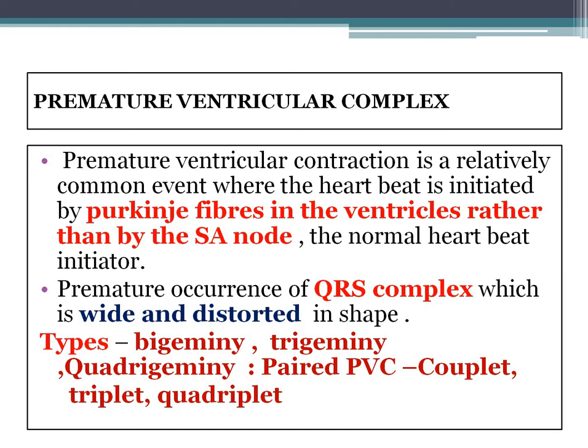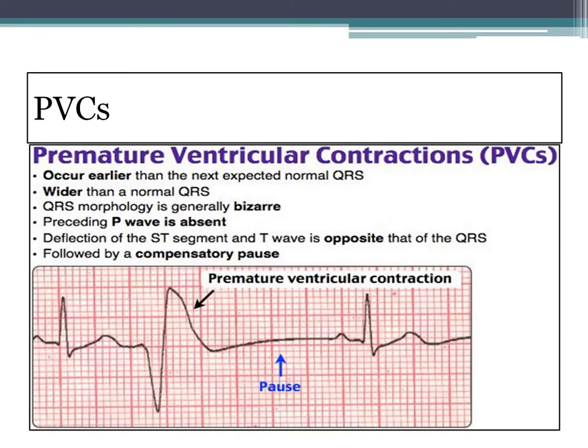So it is abnormal. That's why we can see the premature occurrence of a QRS complex, which is wide and distorted in shape. That is the main characteristic of the PVC. Premature ventricular complex is characterized by the occurrence of a wide and distorted QRS complex. And it is of different types: bigeminy, trigeminy, quadrigeminy, and paired PVCs like couplet, triplet and quadruplet. These are the different types of premature ventricular complexes.